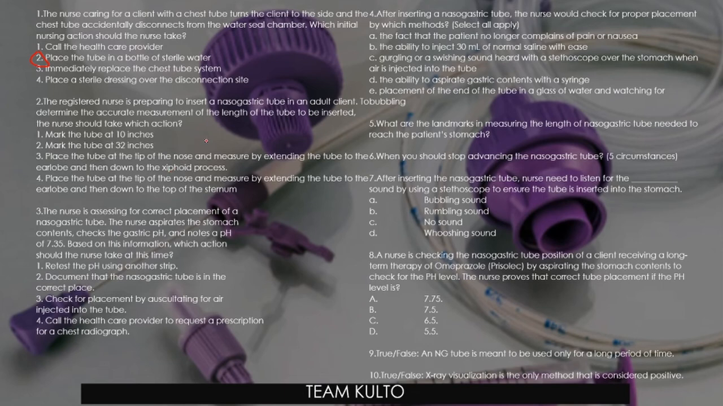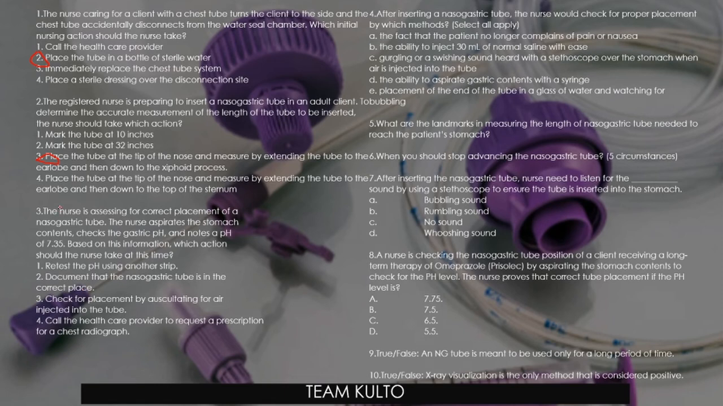To determine the accurate measurement of the length of the tube to be inserted, the nurse should take which action? The answer there, the nurse says number three: place the tube at the tip of the nose and measure by extending the tube to the ear lobe and then down to the xiphoid process. Number three.